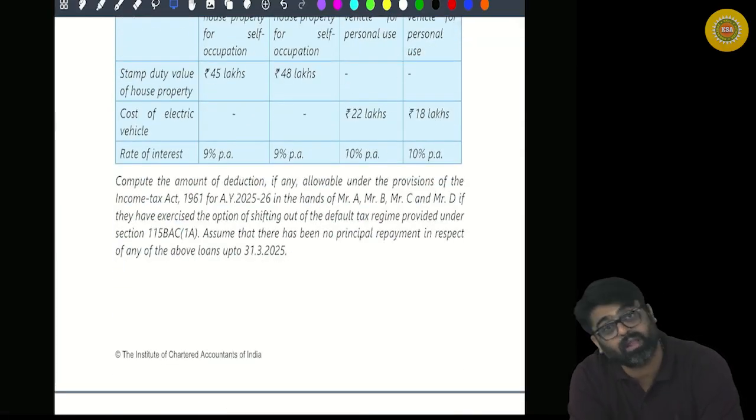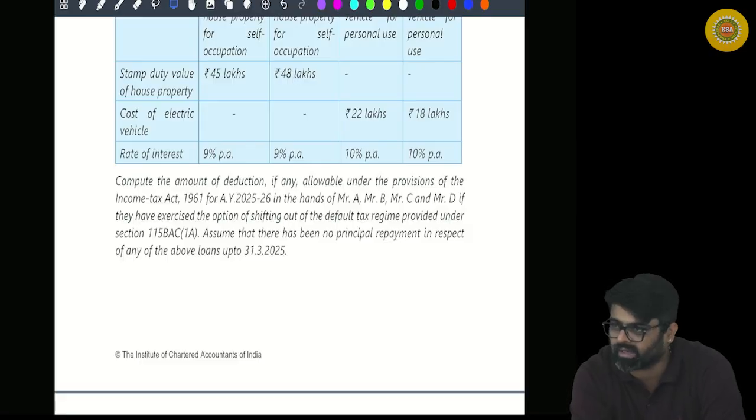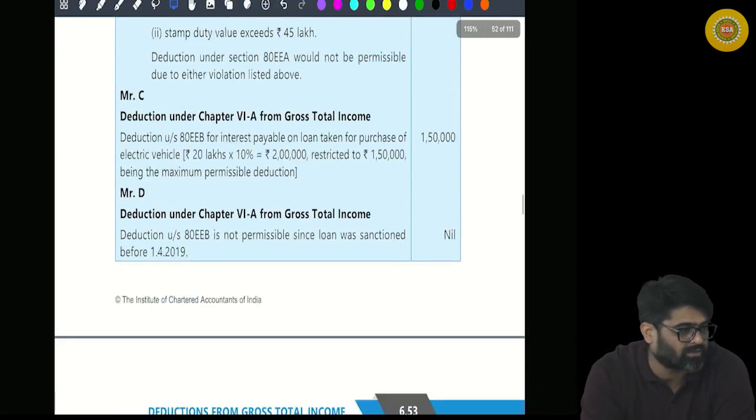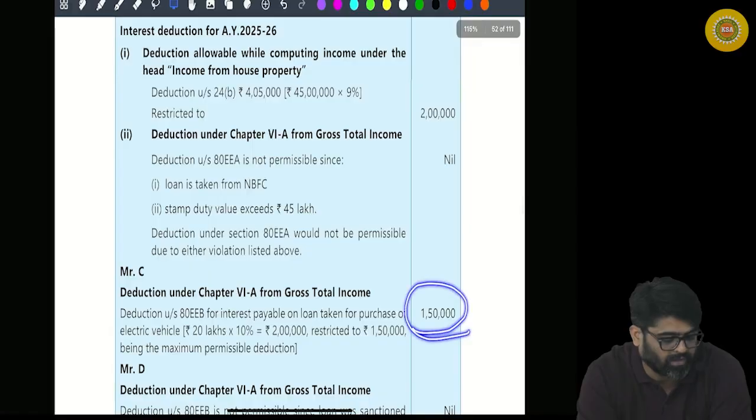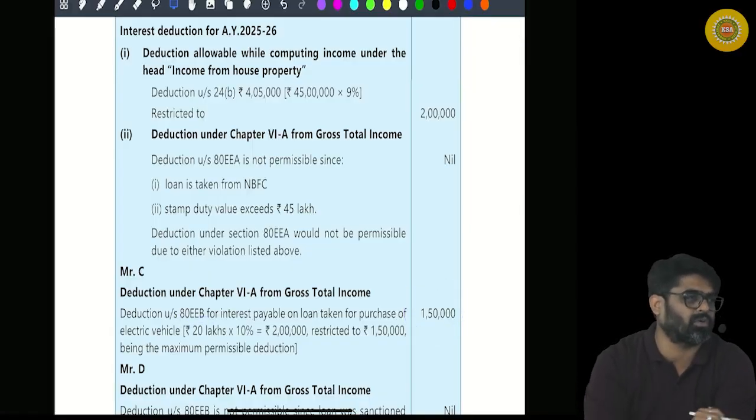And what should be the value of the electric vehicle? It can be any value. No need to see the value of the electric vehicle. Yes or no? The entire 2 lakh, subject to a maximum of 1 lakh 50, will be allowed under 80EEB. Yes or no? Last one.